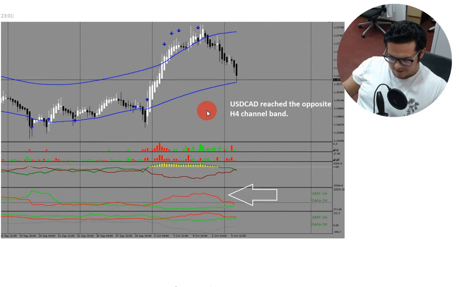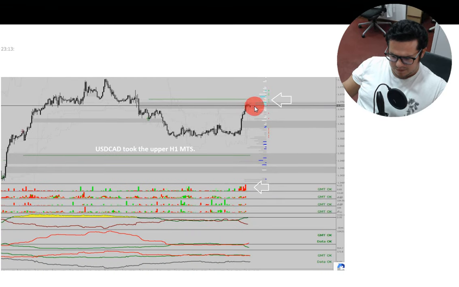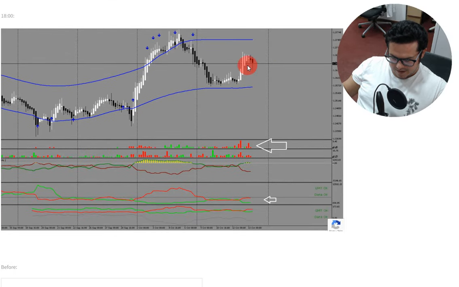Dollar cut also completed the fall reversal because the shorties were leaving. Then in the pullback towards the upper MTS, and then leveled out in the middle of the range at the end of the week.